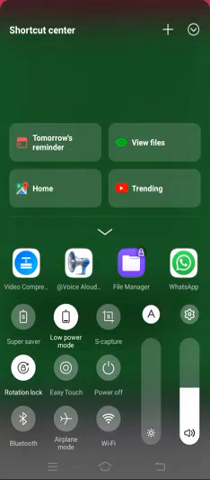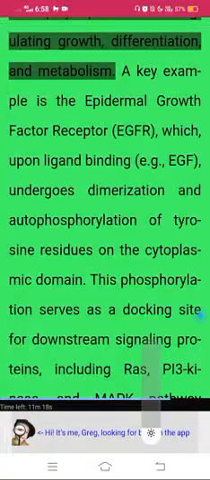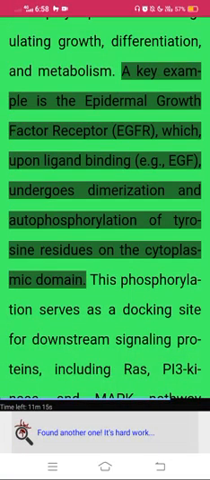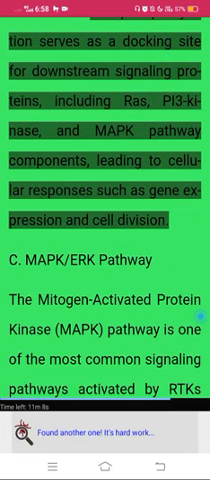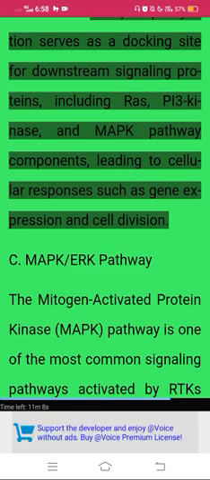B. Receptor tyrosine kinase (RTK) signaling pathways. RTKs play a pivotal role in regulating growth, differentiation, and metabolism. A key example is the epidermal growth factor receptor (EGFR), which, upon ligand binding by EGF, undergoes dimerization and autophosphorylation of tyrosine residues on the cytoplasmic domain. This phosphorylation serves as a docking site for downstream signaling proteins, including RAS, PI3 kinase, and MAPK pathway components, leading to cellular responses such as gene expression and cell division.